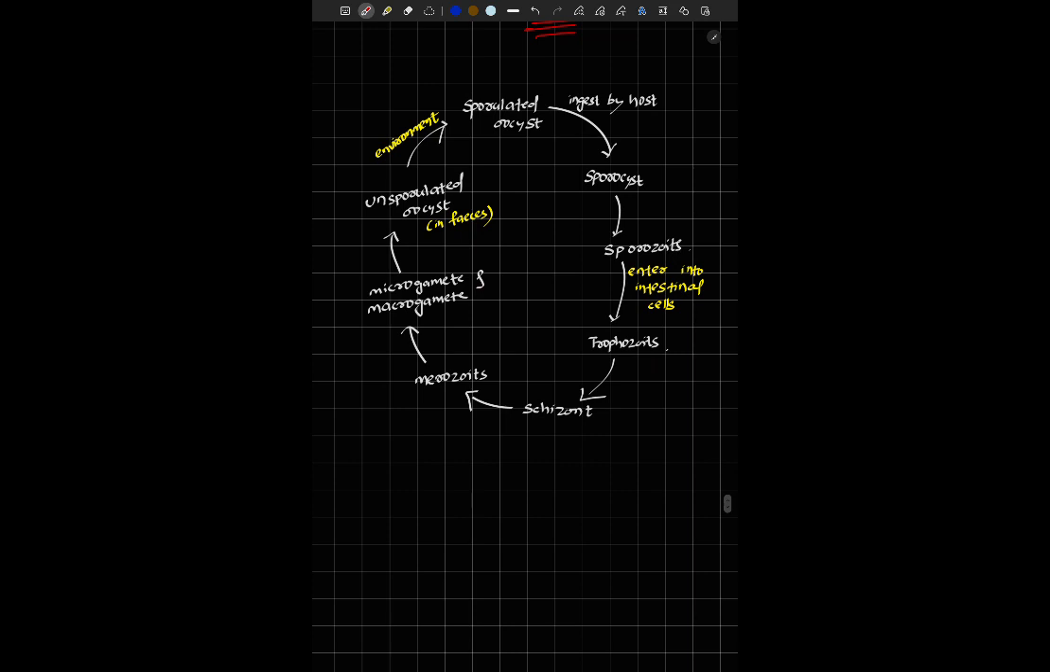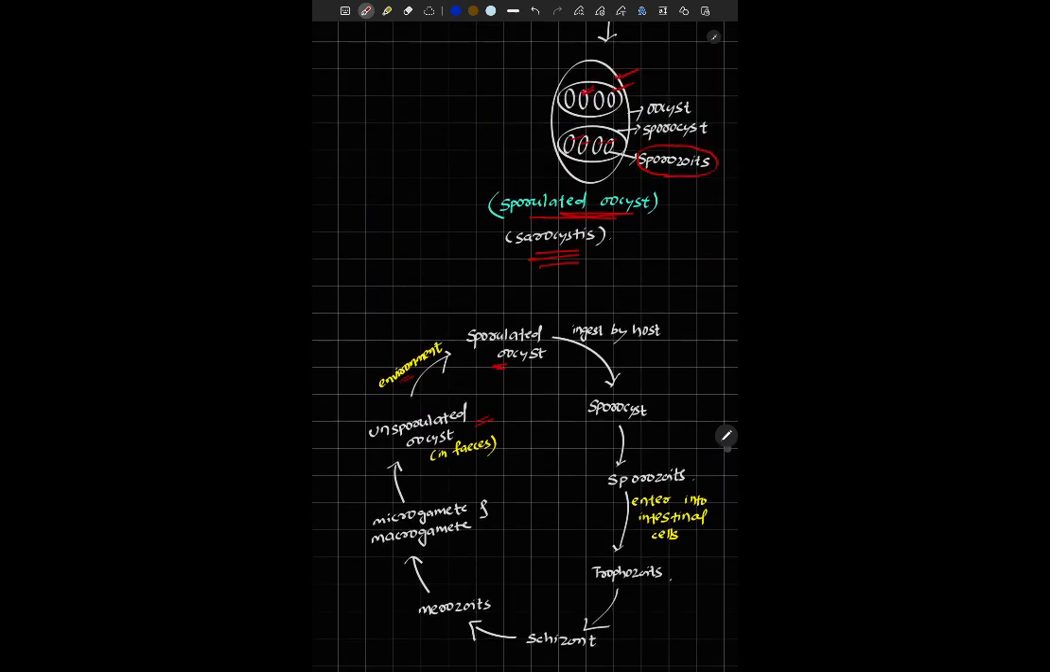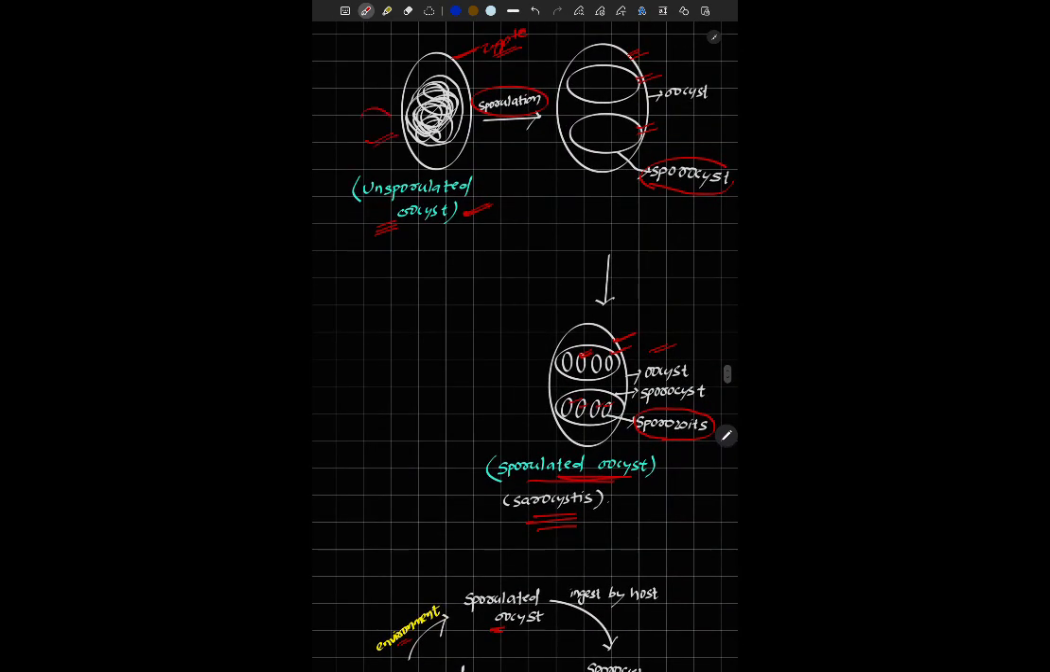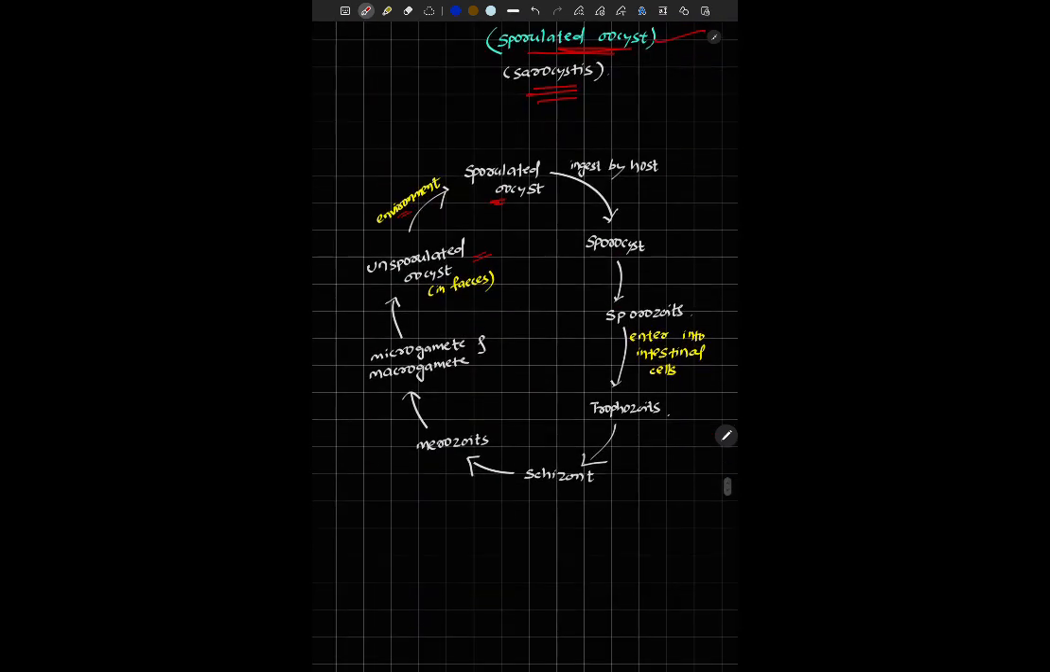So the unsporulated oocyst will come out in the faeces, and in contact with the environment it will be converted into a sporulated oocyst. Like here, this is the sporulated oocyst and this is the unsporulated oocyst. It will come out in the faeces, and after development in the environment, it will convert into a sporulated oocyst. This sporulated oocyst will be ingested by another host.